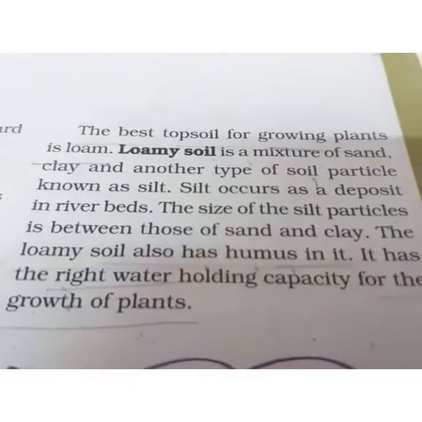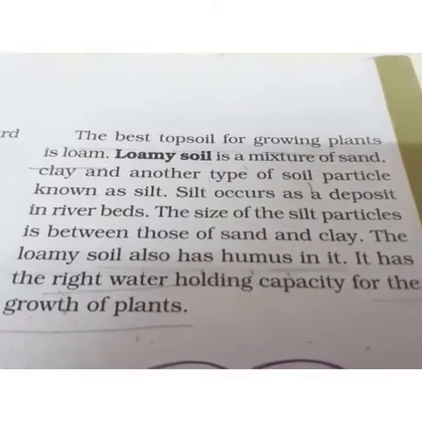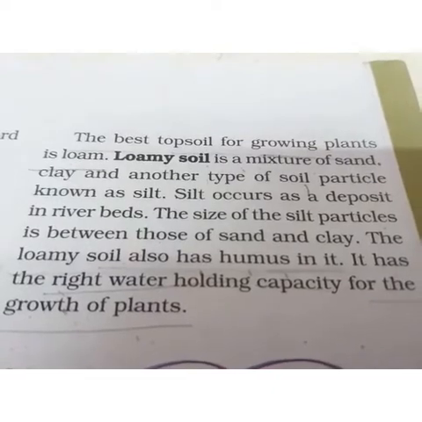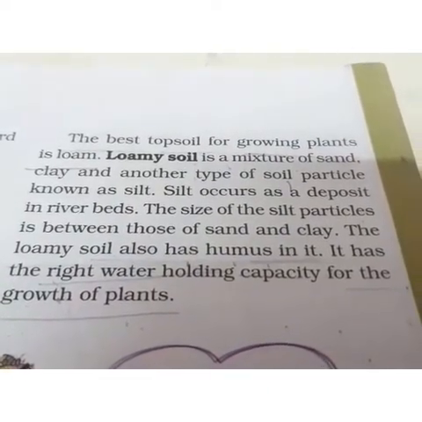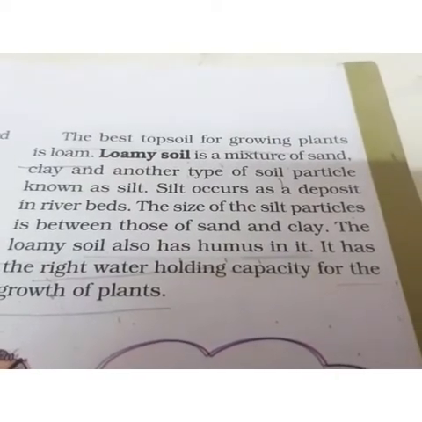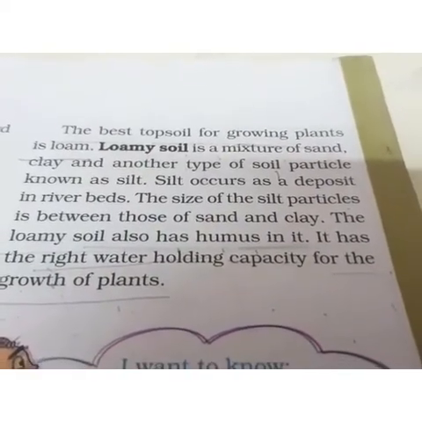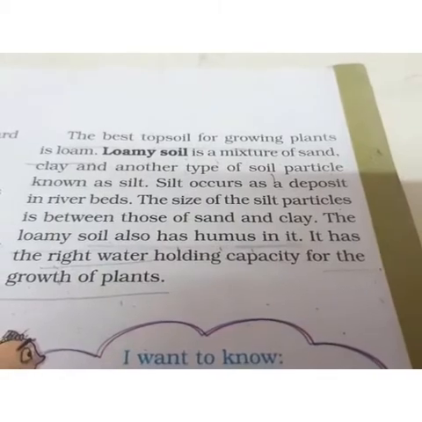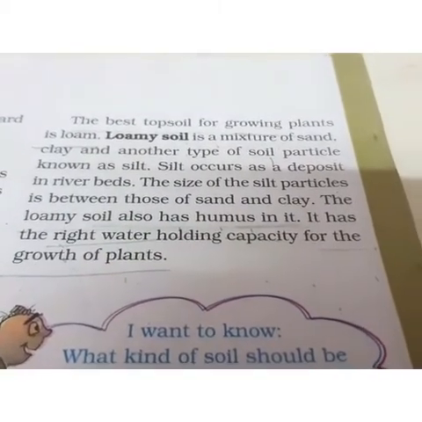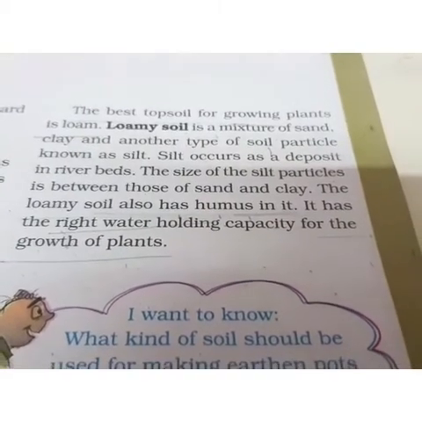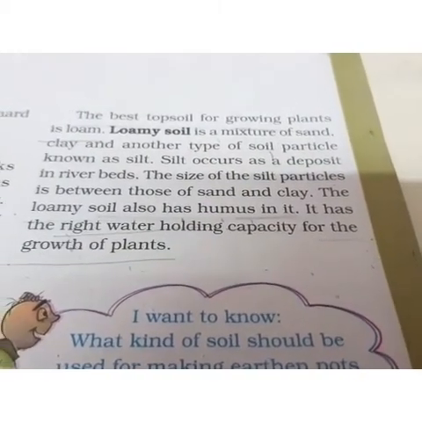The best topmost soil for growing plants is loam. Loam soil is the mixture of sandy soil and the clay and another type of soil particles known as the silt. Silt occurs as the deposit in the river beds. The size of the silt particles is between those of the sand and clay. The loamy soil also has humus in it. It has the right water holding capacity for the growth of the plants.